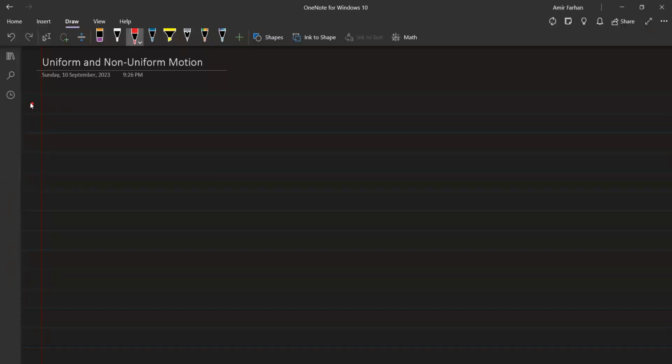Sir, when an object travels equal distances in equal intervals of time, it is said to be in uniform motion. And when a body travels unequal distances in equal intervals of time, it is said to be non-uniform motion. Okay, Alvina, got your answer.